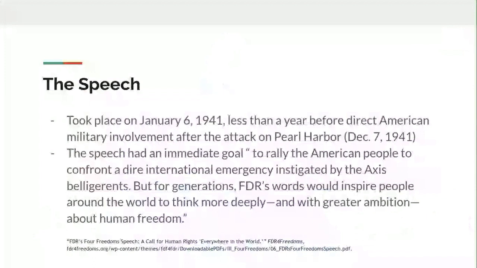The speech had an immediate goal: to rally the American people to confront a dire international emergency instigated by Axis belligerents. Belligerents is a good word that means aggressive people. But for generations, FDR's words would inspire people around the world to think more deeply and with greater ambition about human freedom. That's why this speech is so powerful and so important.